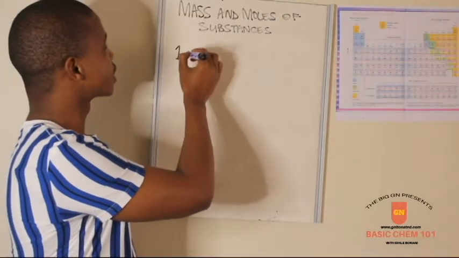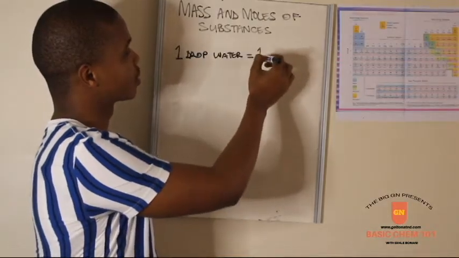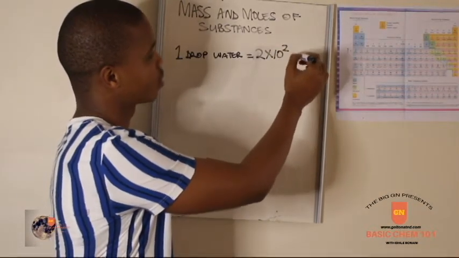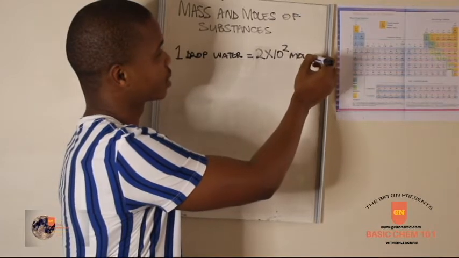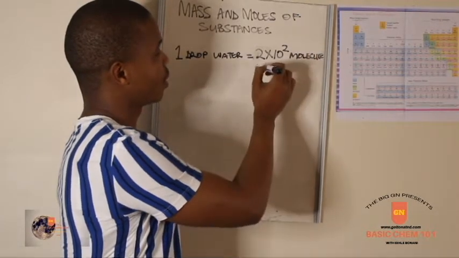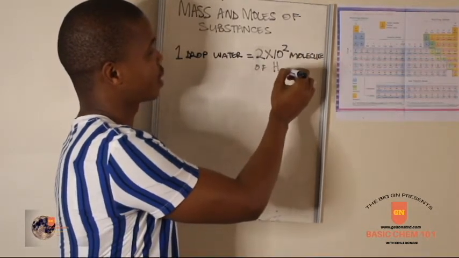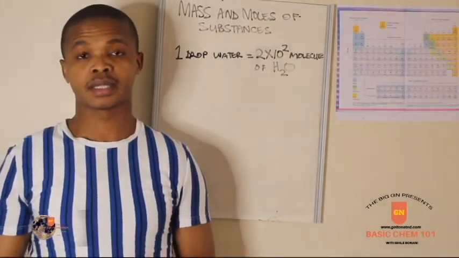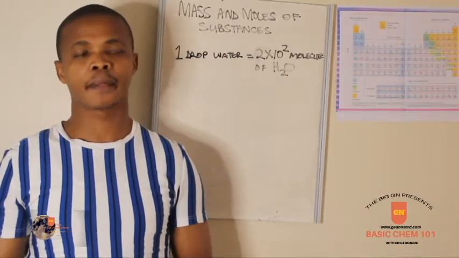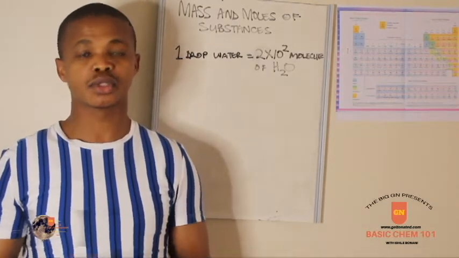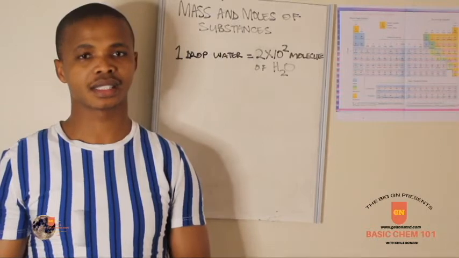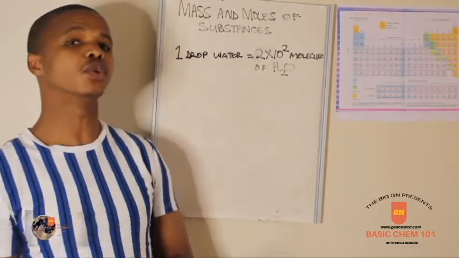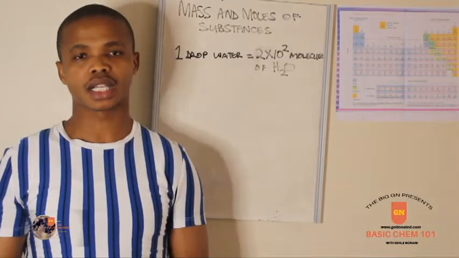1 drop of water is equal to 2 times 10 to the power 2 molecules of H2O. Now that's a very big number, but when you're speaking of chemical reactions, what reacts is actually those molecules of water.